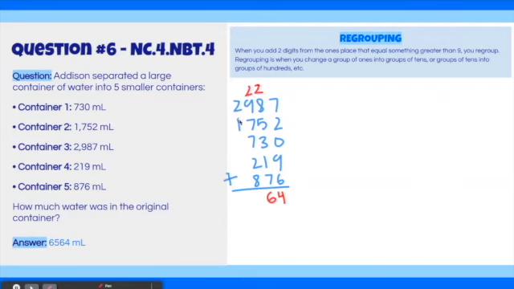So now we're going to add the hundreds place. So 2 plus 9 is 11, plus 7 is 18, plus another 7 is 25, plus 2 is 27, plus 8 is 35. So 35 hundreds is the same thing as 3 thousands and 5 hundreds. So we're going to put the 5 here and the 3 up here. And then we're going to add the thousands place. So 3 plus 2 plus 1 is 6. So you're going to get this answer. You're going to get 6,564 milliliters. Okay, on to the next question.